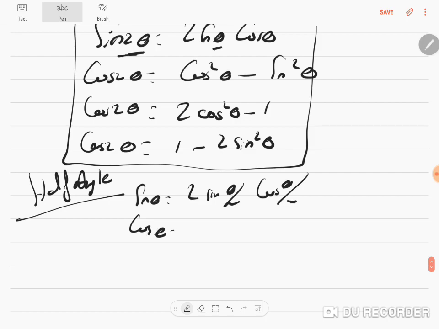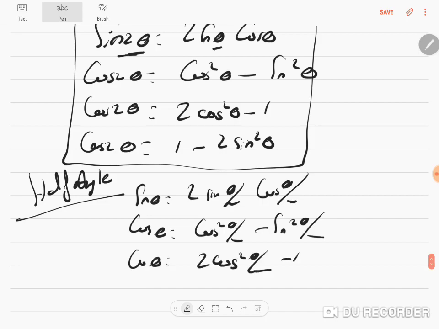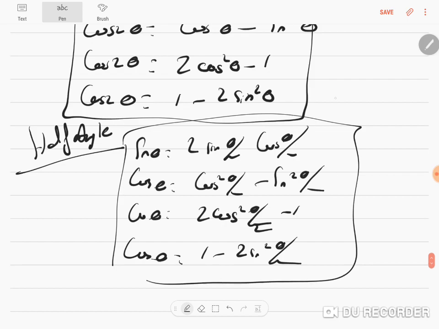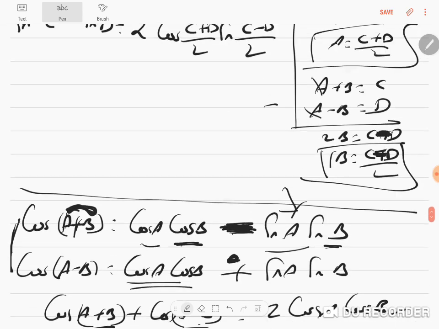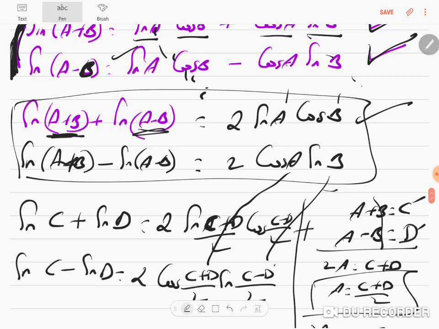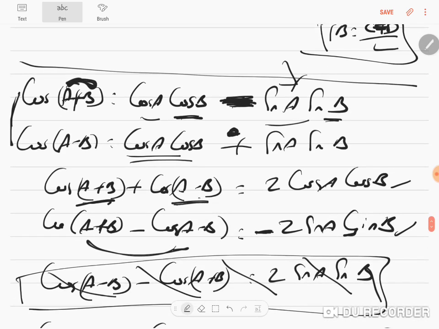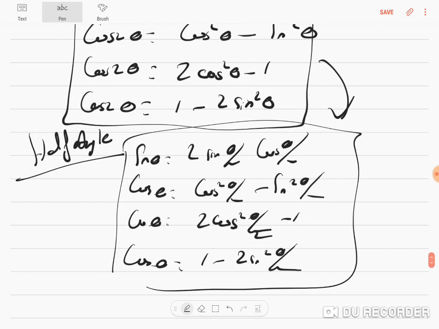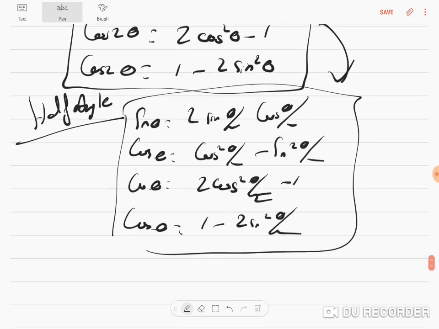And cos theta will be cos square theta by 2 minus sin square theta by 2. Cos theta is 2 cos square theta by 2 minus 1, correct? And cos theta is 1 minus 2 sin square theta by 2. So, these are called half angle formulas, which come from this. See, it is like a flow chart. You get the basis of the formula starting here and you derive one after another from the previous formulas, right. So, you should understand the flow chart of all the formulas, so that it is easier for you to remember and memorize. Okay. These are half angle formulas.